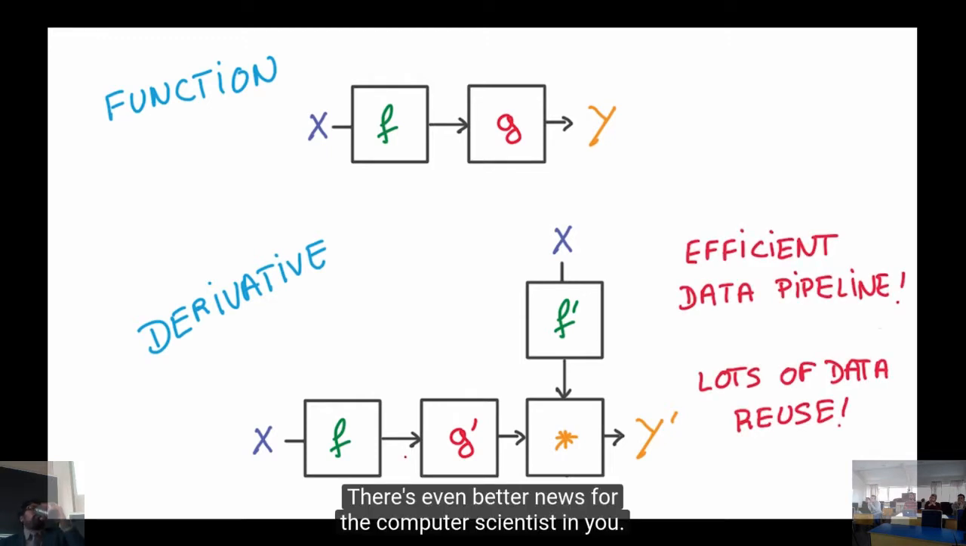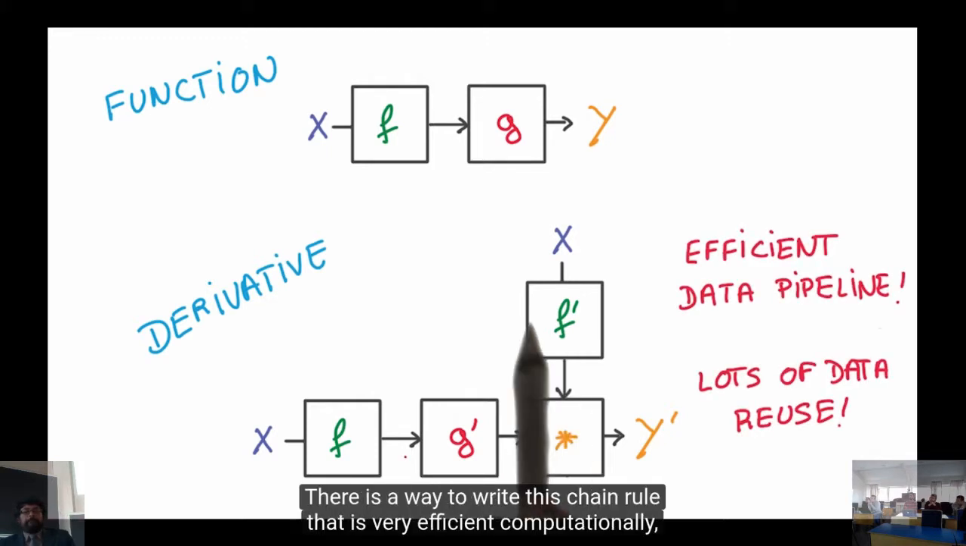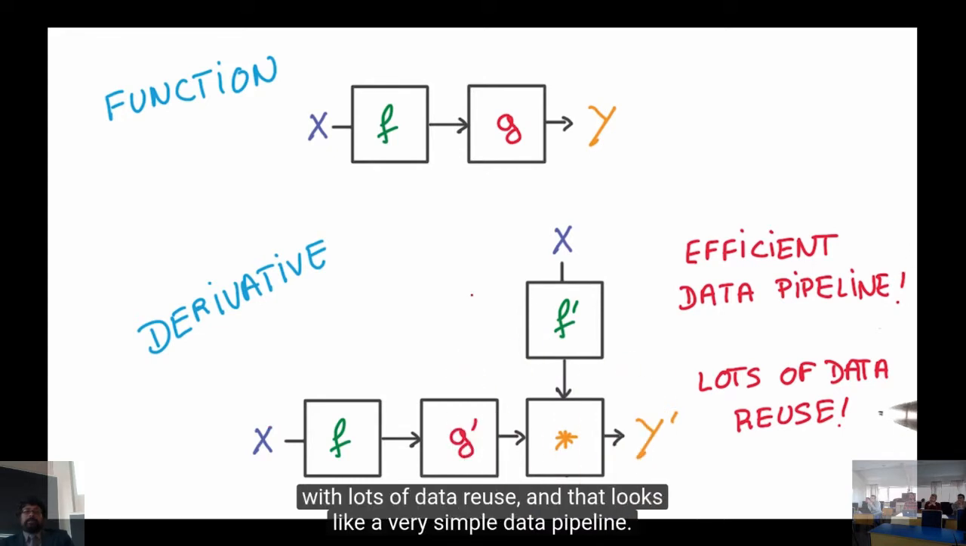There's even better news for the computer scientist in you. There is a way to write this chain rule that is very efficient computationally, with lots of data reuse, and that looks like a very simple data pipeline.